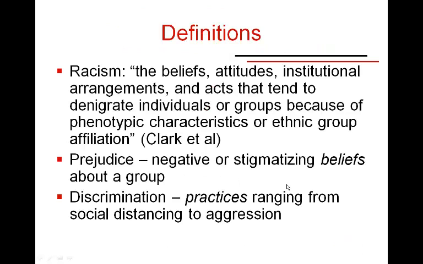So just to start off with a few definitions, these terms are often used interchangeably, but if we differentiate them, we would characterize racism in the broadest way as the beliefs, attitudes, and institutional arrangements and acts that tend to denigrate individuals or groups because of phenotypic characteristics or ethnic group affiliation. Prejudice is a little bit more narrow, focusing on the negative or stigmatizing beliefs about a group. And finally, discrimination embodying practices or acts ranging from social distancing to overt aggression.